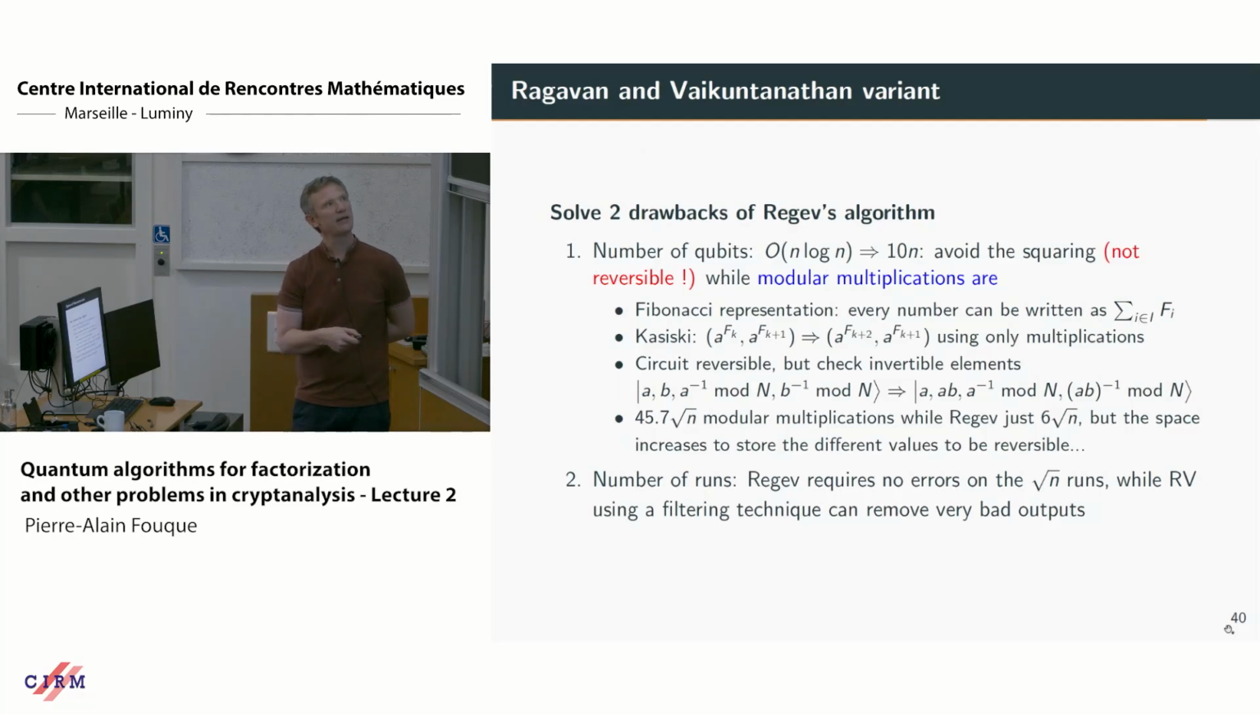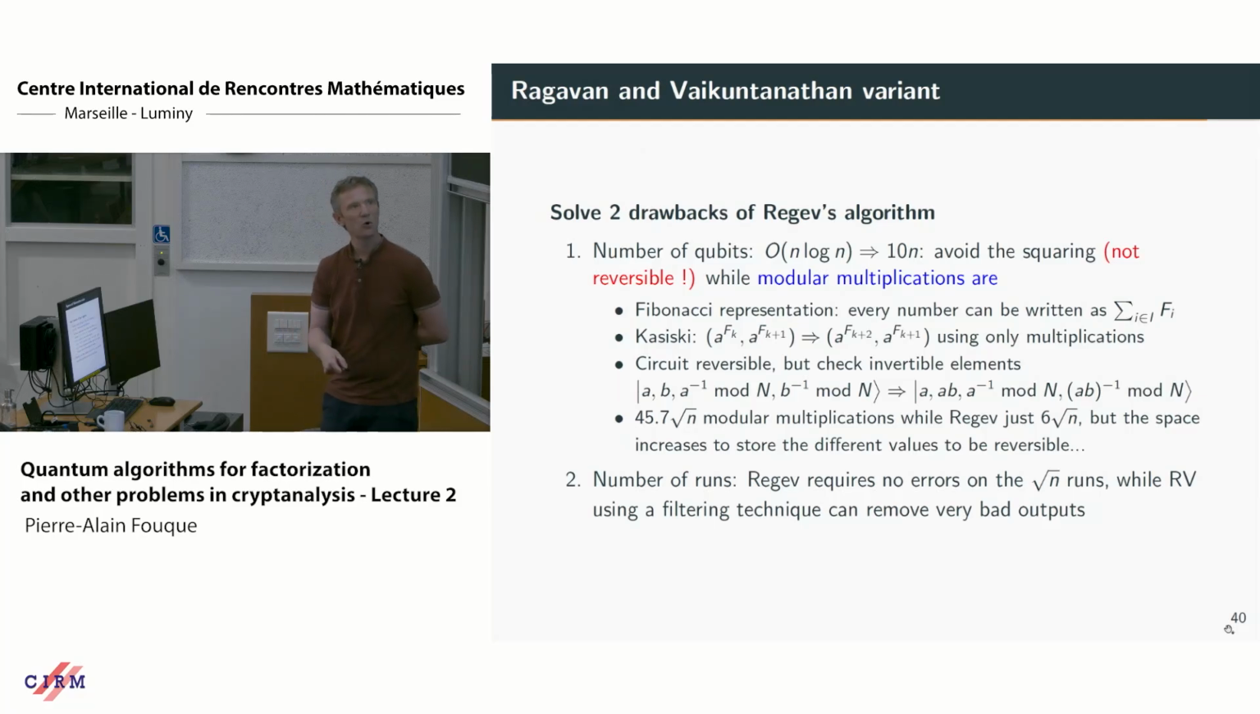And here, you see that you have to do a little bit more multiplication using Fibonacci numbers. So the number of multiplications is larger for the Ragavan and Vaikuntanathan algorithm than for Regev. So it's normal that the number of multiplications increases, but you have no squaring here.